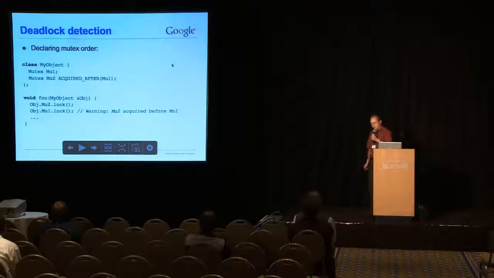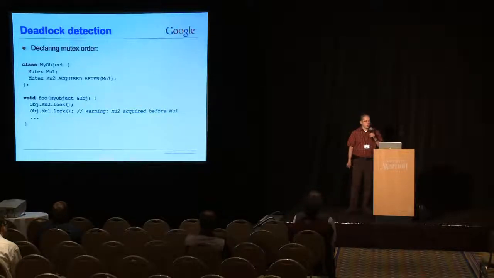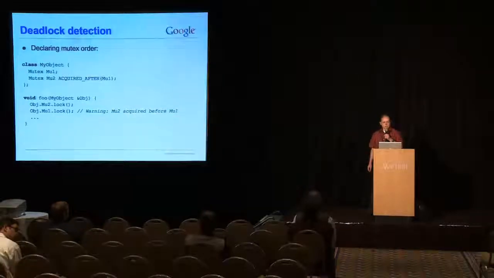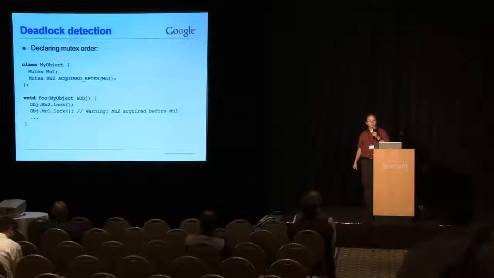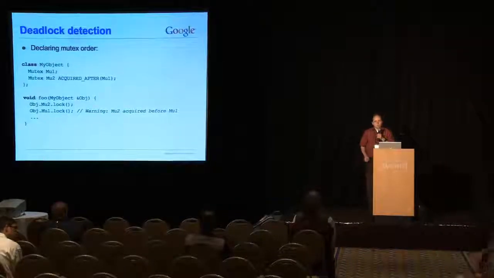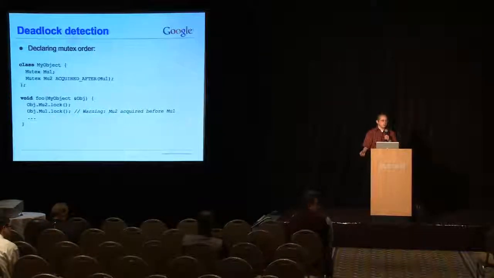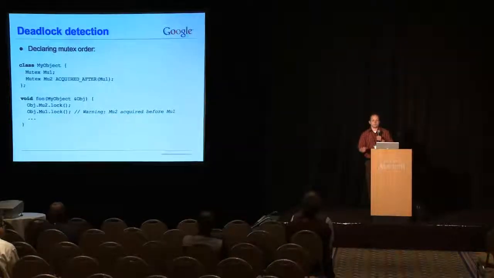Deadlock detection is fairly simple. The basic thing is if you have multiple mutexes that need to be acquired in a particular order, you can use acquired before and acquired after annotations. And then if you lock them in a different order than required by those annotations, it will give you a warning about that. The tool always generates warnings. At Google, we often compile with warnings as errors, so they become errors in our code base.